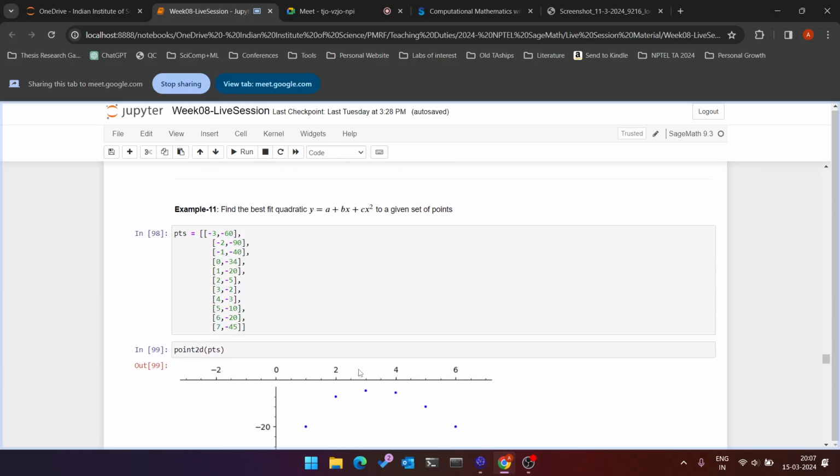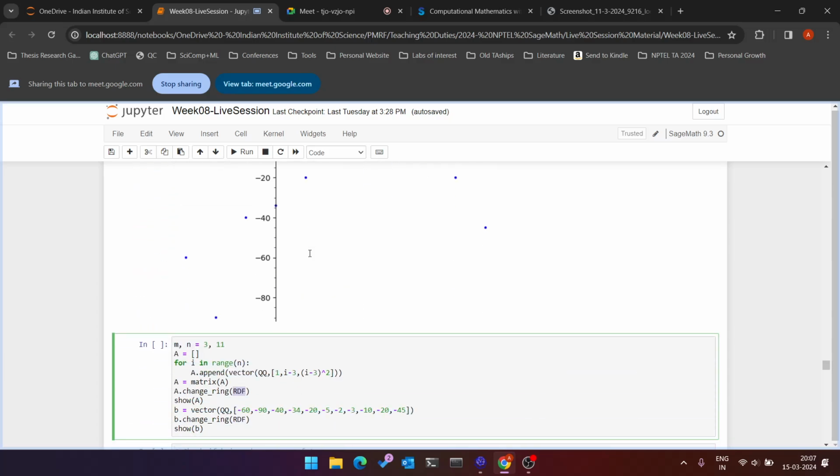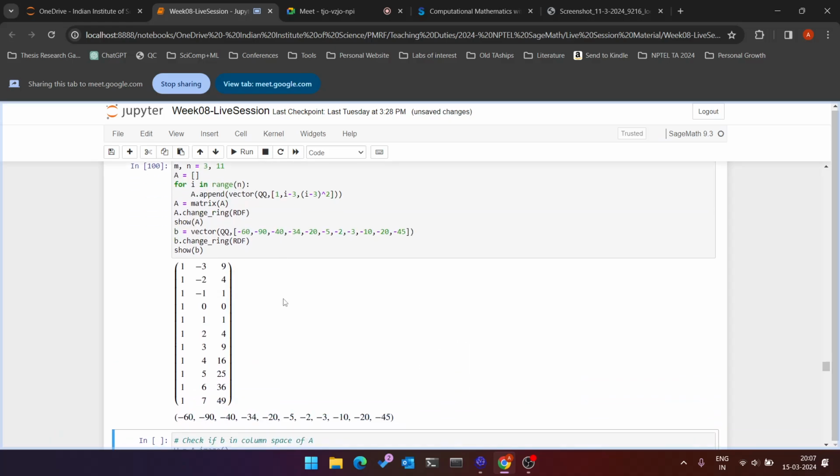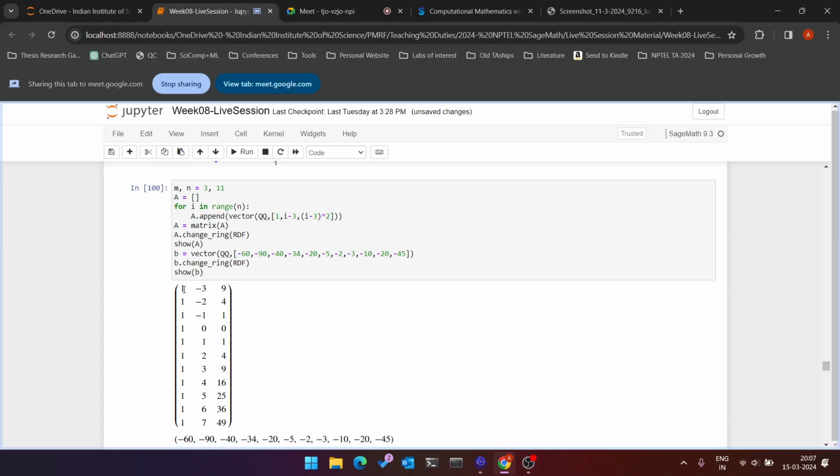So what do I mean is, I think I'll run this cell. I think that should make it clearer. I basically create a matrix A which has entries 1 comma x comma x square for all the points. So the points go from x equal to minus 3 to x equal to plus 7. So we have a total of 11 rows denoted by n equal to 11, and in each row we have 3 columns, 1, x and x square.